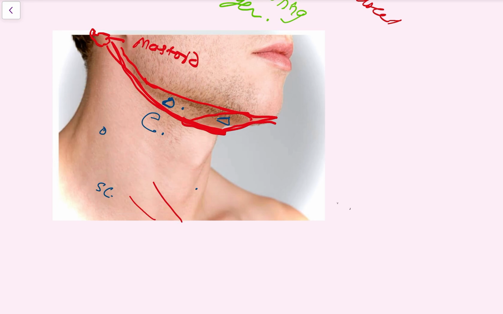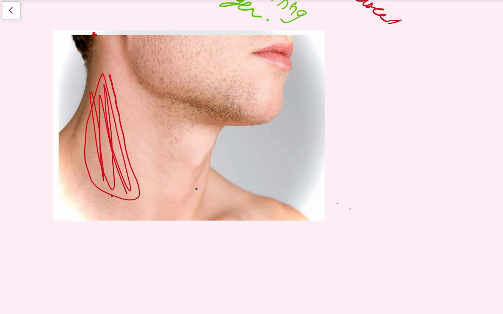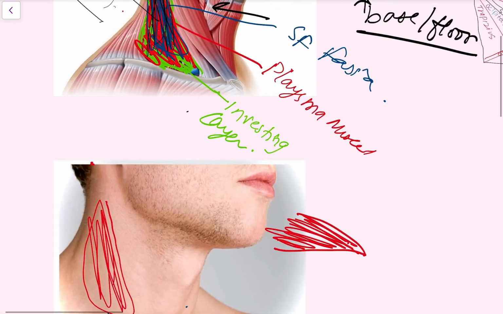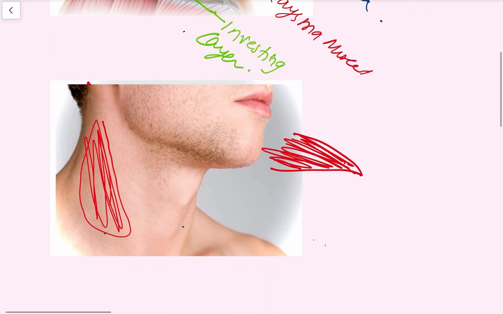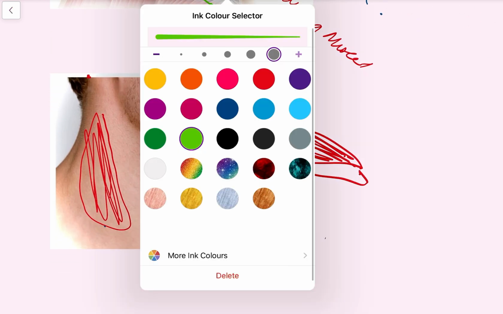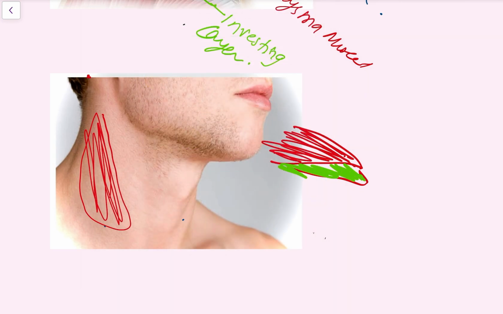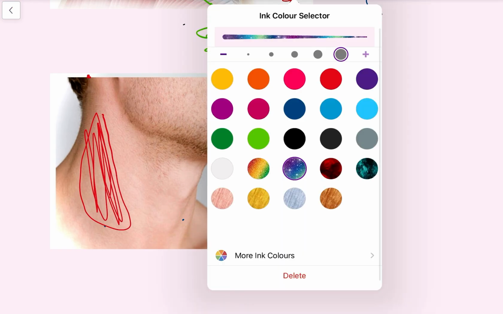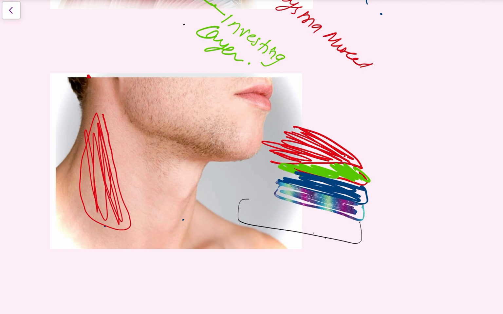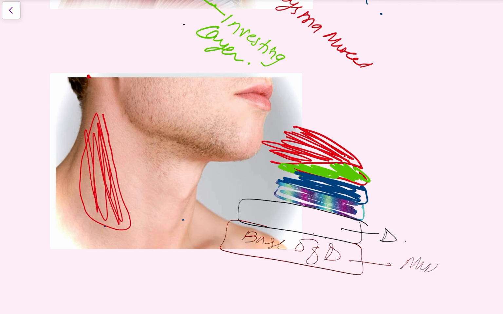Easy. So what layers are present? If you cut open the skin, below it you will have to remove the superficial fascia, below which you will have to remove the platysma muscle, below which you will find the investing layer of deep cervical fascia. After that, you will be able to find the triangle, and below it you will have the base of the triangle, which is made by muscles. This is our posterior triangle.